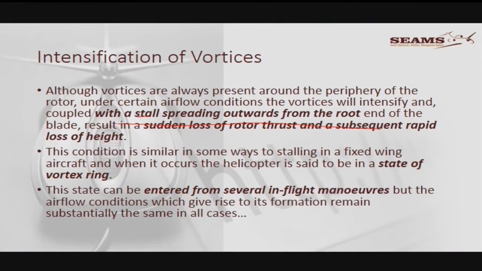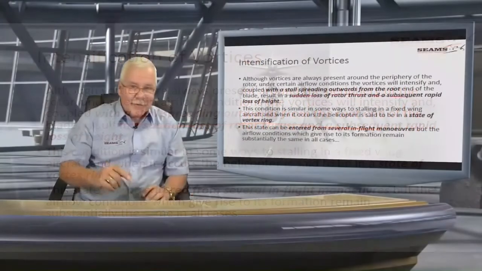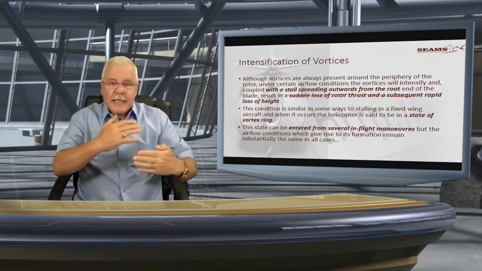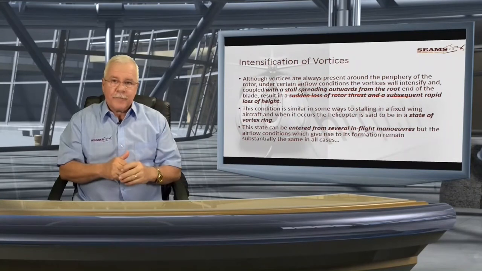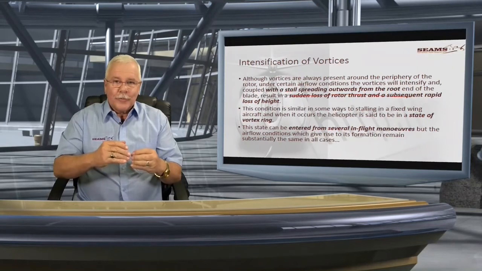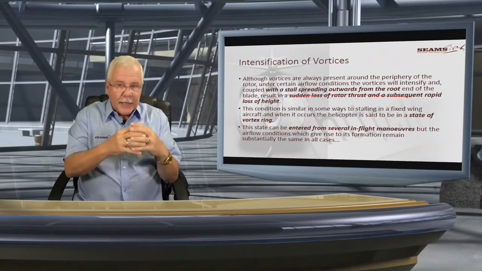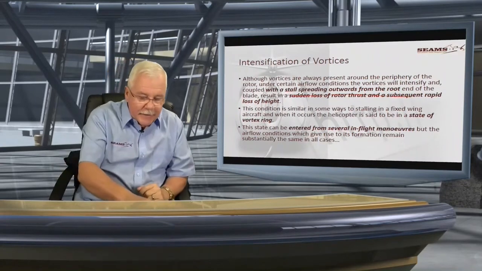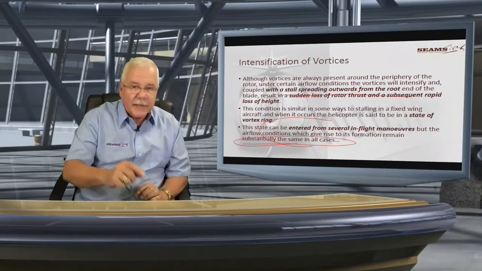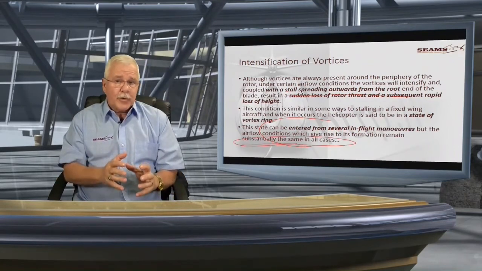And then this state can be entered from several in-flight maneuvers, but the airflow conditions which give rise to its formation remain substantially the same in all cases. And that is quite interesting, because the end of the aerodynamics will stay the same. That's why the recovery will have to be the same. Because it doesn't matter what you do. At the end of the day, it says there, this state can be entered from blah, blah, blah, which gives rise to its formation remaining substantially the same, and substantially, in the words used here, as referred to in the AP3456A.